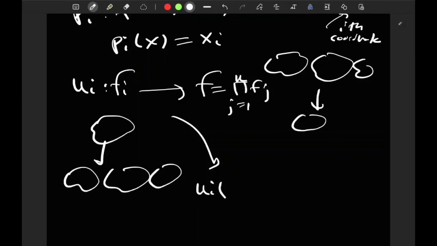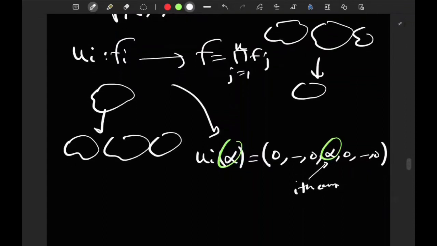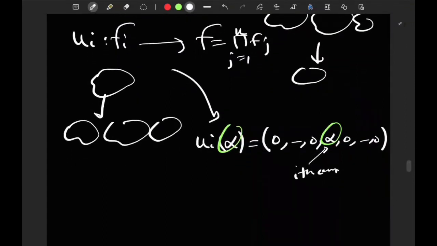And what the UI is doing is that it's taking some, let's call it just x for now. I'm using x for a vector, so let's just call it alpha. UI of alpha is just the vector consisting of zeros everywhere except at the ith component, where it has an alpha, the thing which is its argument. So it's an injection basically. It's trying to inject the individual element which is inside the Fi into the product space. And it's sort of an inverse of the PI. It's not an inverse because the PI is not bijective and the UI is not bijective.